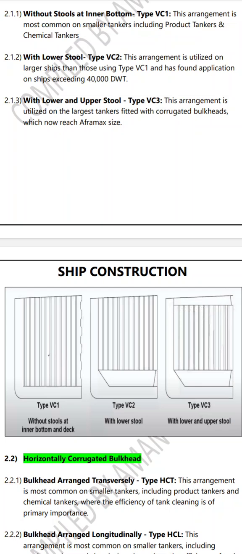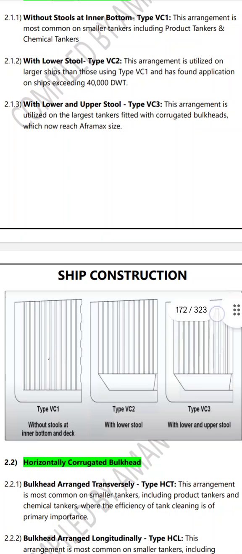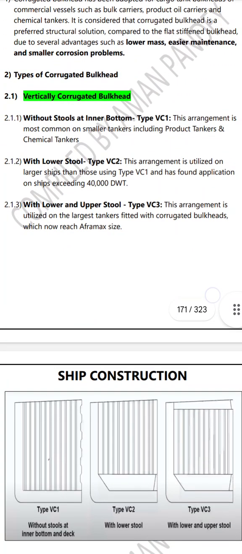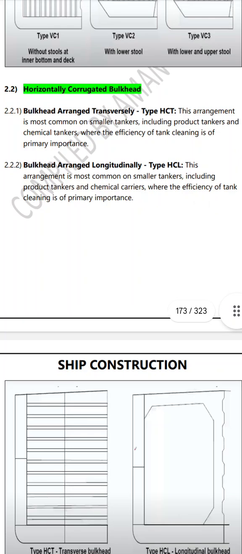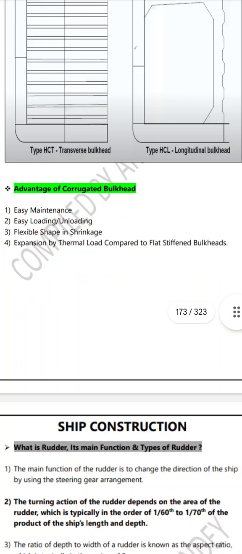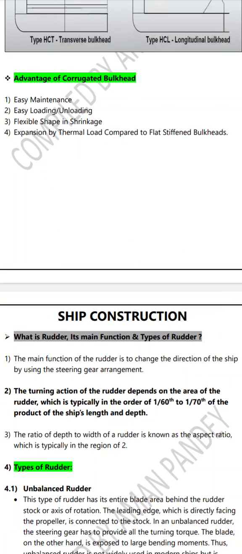With lower stool, with lower and upper stool, without stools at the bottom. Then bulkheads arranged longitudinally. This arrangement is most common in smaller ships. Easy maintenance, easy loading and unloading, flexible shape, shrinkage and expansion by thermal load.